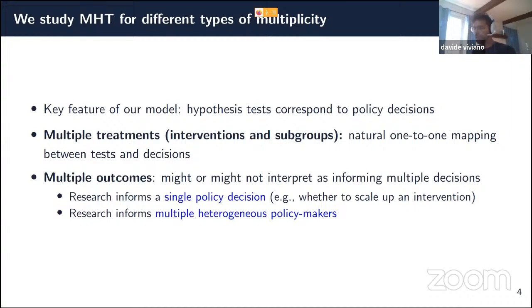Now, if we think in terms of multiple outcomes, this becomes a little bit more difficult because we can think about different tests as having or not having effects on policymaking.